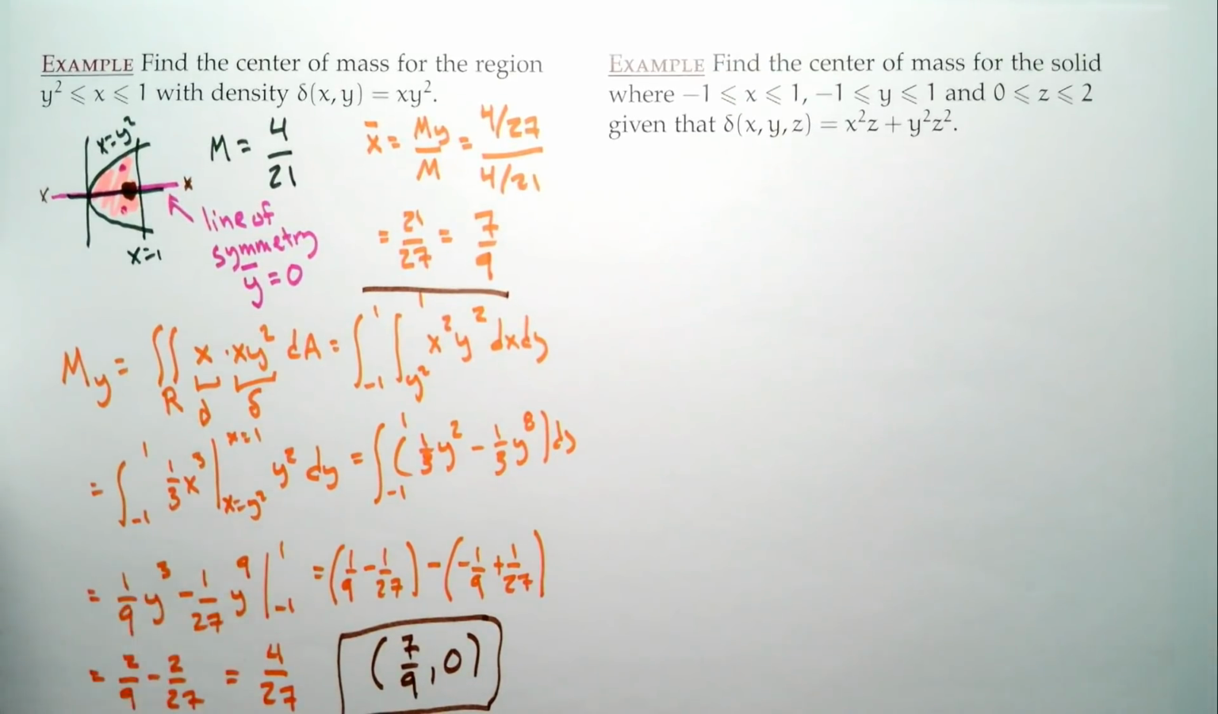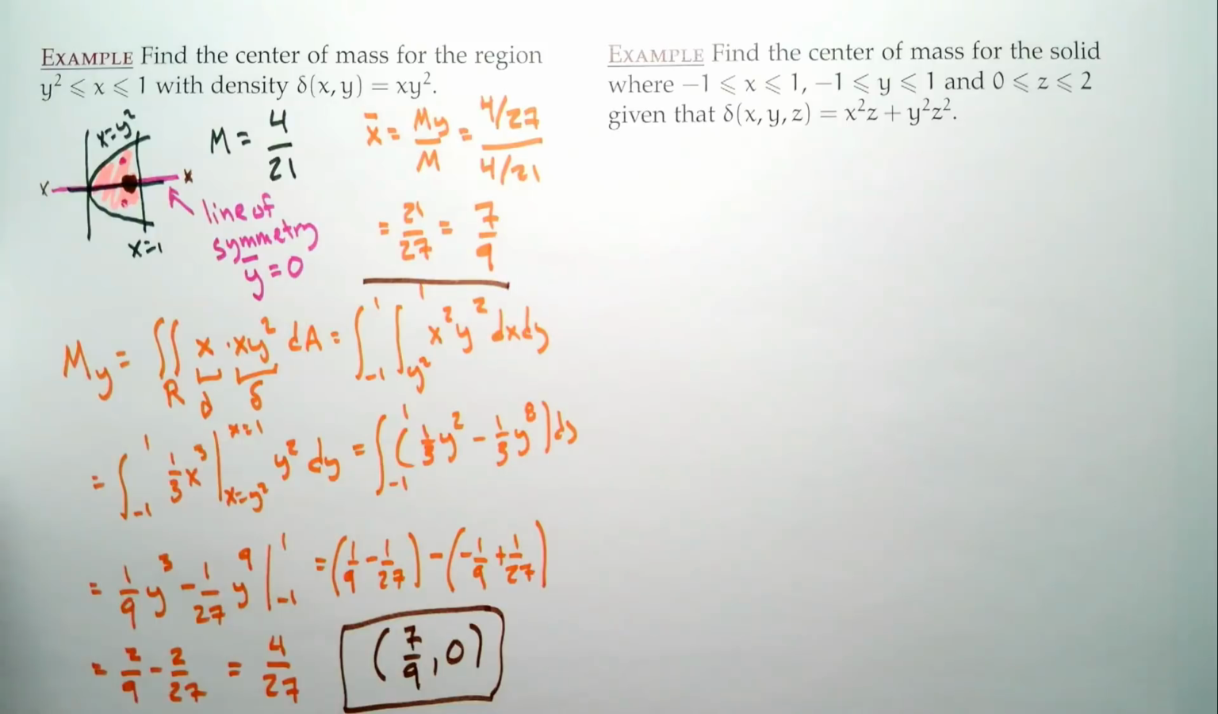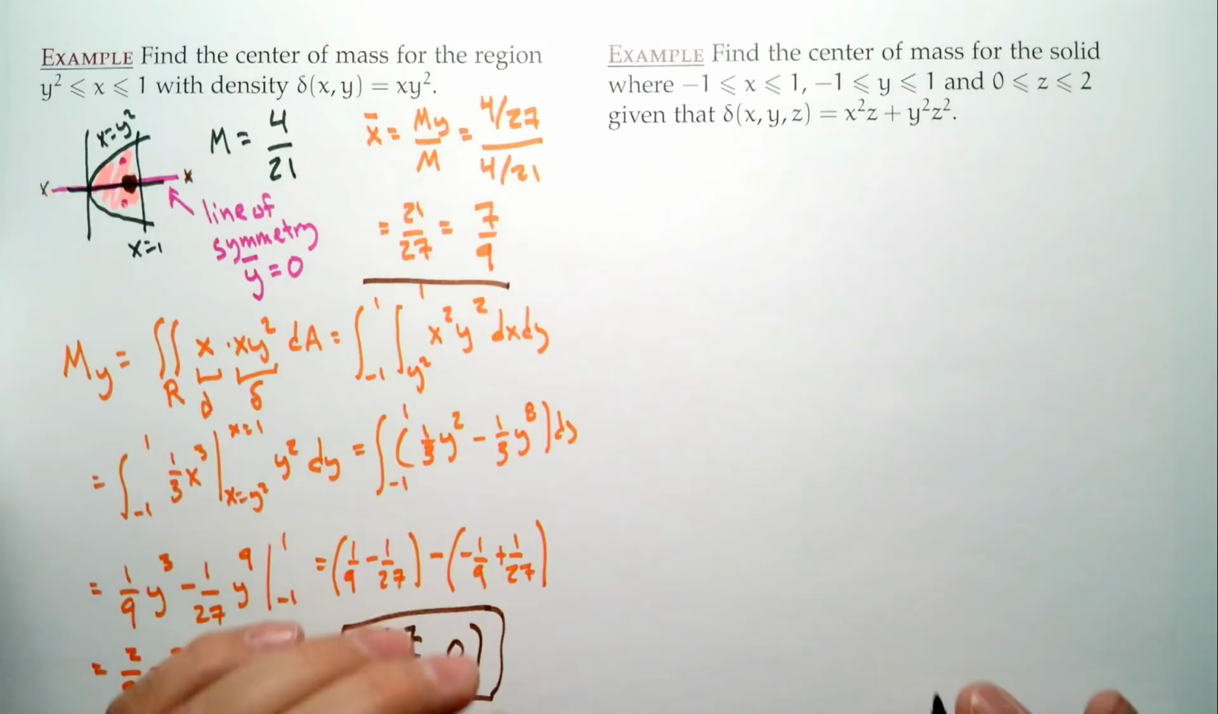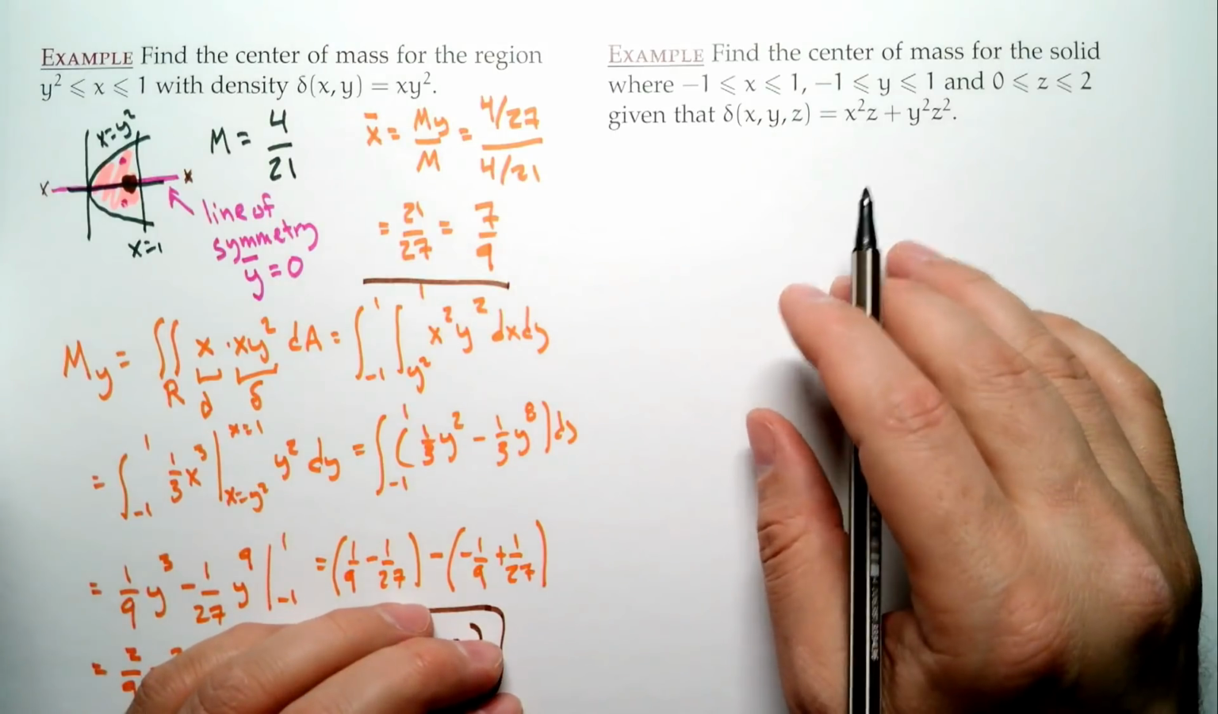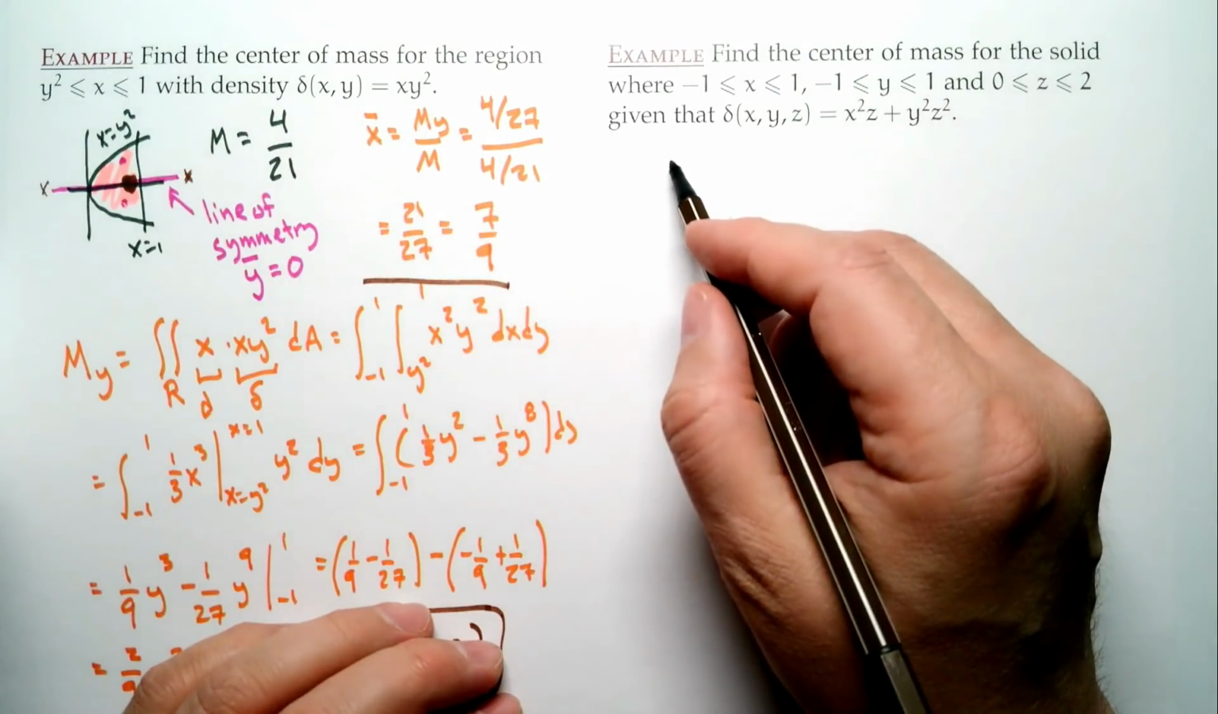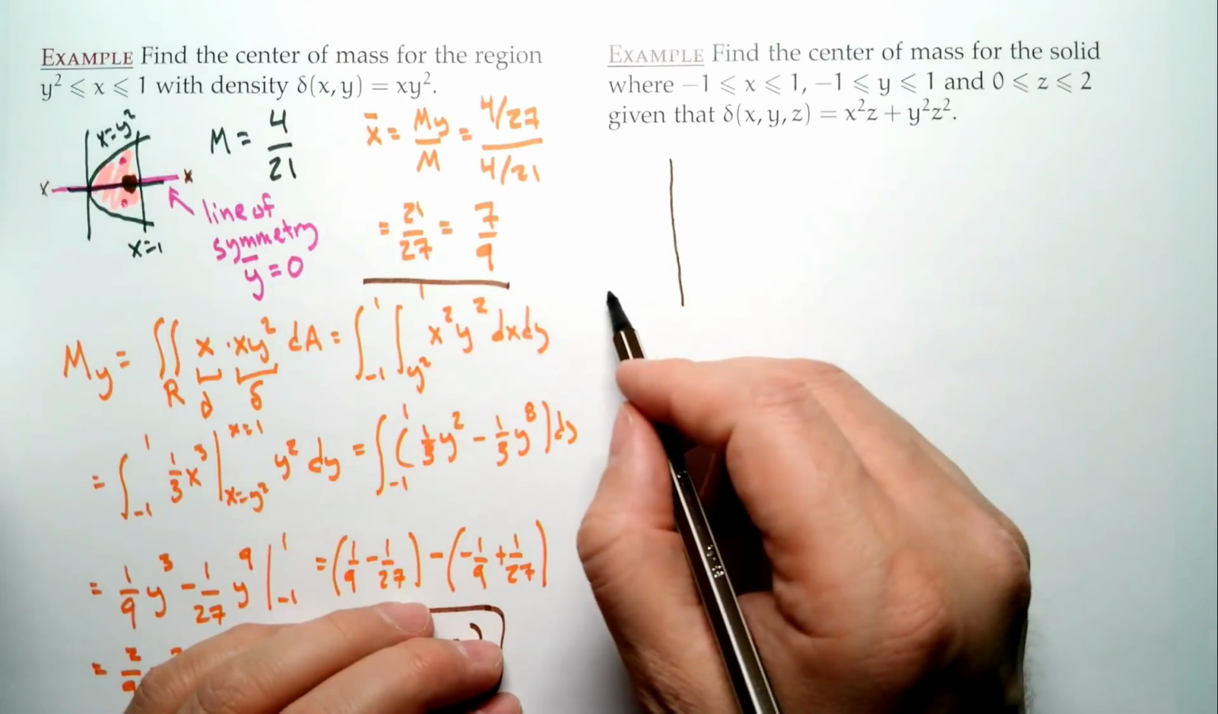So we found a mass. Now we're going to find a center of mass. Find the center of mass for the solid, -1 ≤ x ≤ 1, -1 ≤ y ≤ 1, and 0 ≤ z ≤ 2. And our density is x²z + y²z². Now, this is three-dimensional, but it's actually a pretty simple three-dimensional shape.